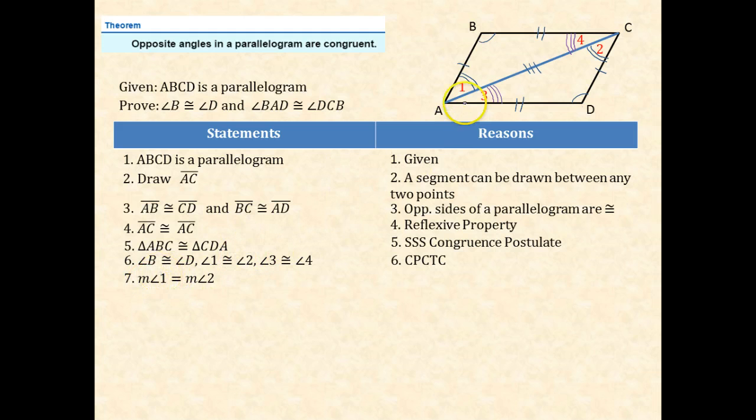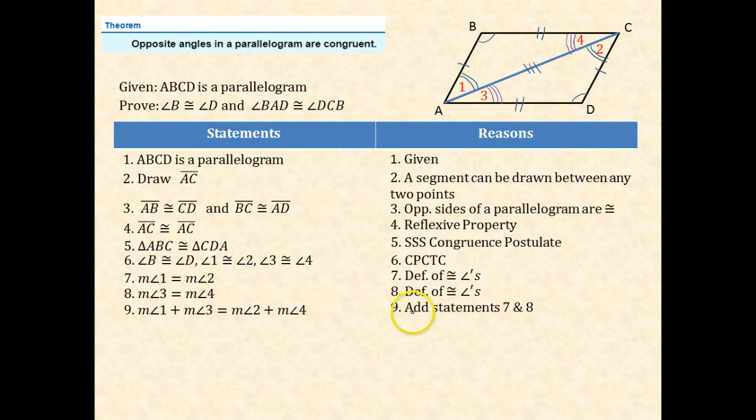We can say that the measure of angle 1 equals the measure of angle 2, and that's because that's the definition of congruent angles. We can also say that the measure of angle 3 is equal to the measure of angle 4. Same reason. So now if I add these two statements together, measure of angle 1 plus measure of angle 3 would be equal to measure of angle 2 plus measure of angle 4, and that's just from adding statements 7 and 8.